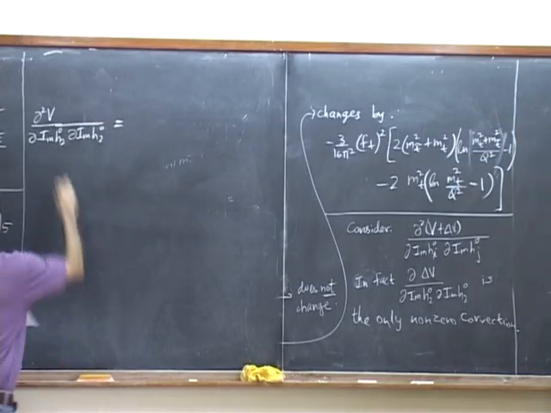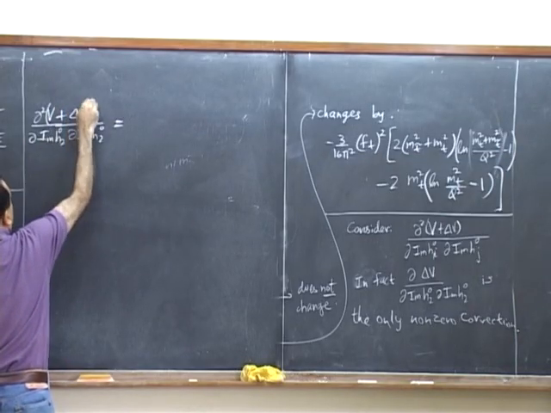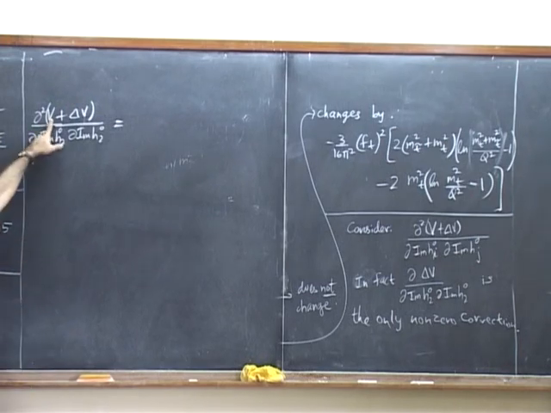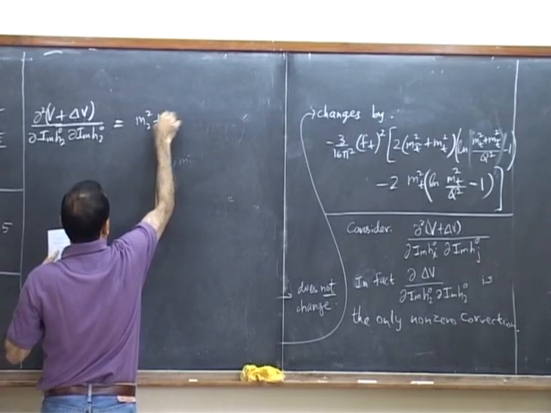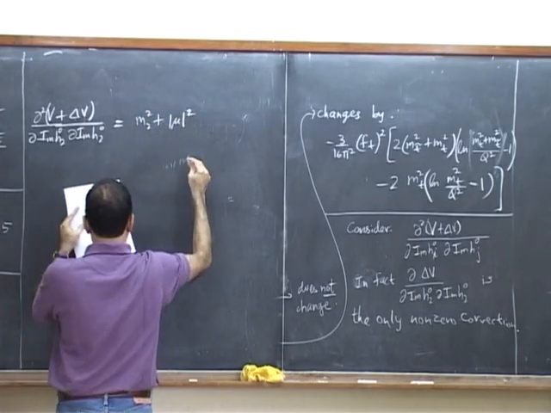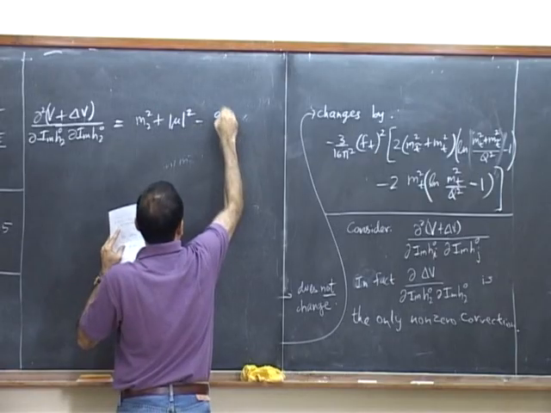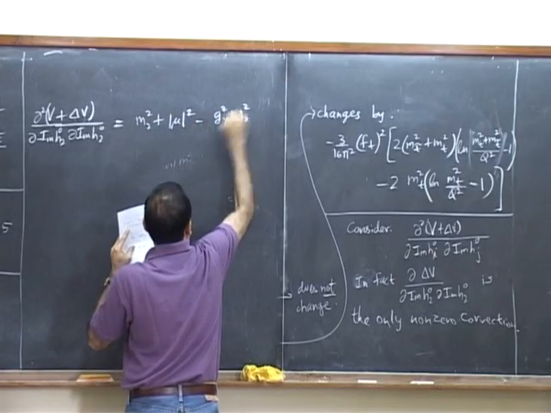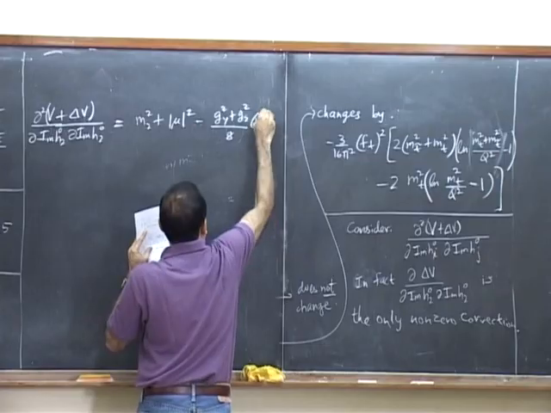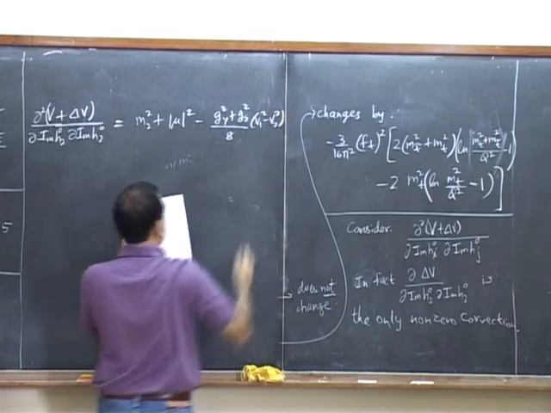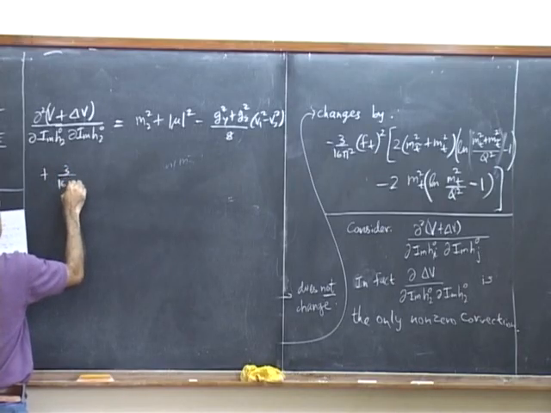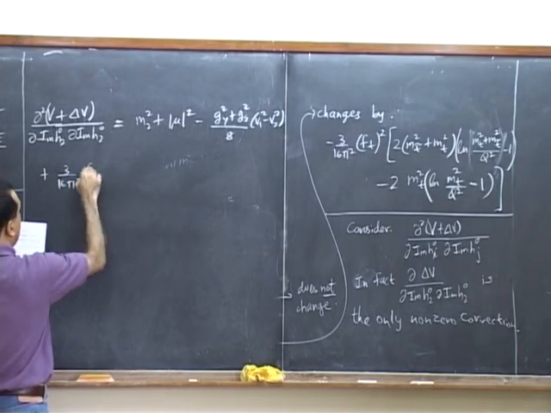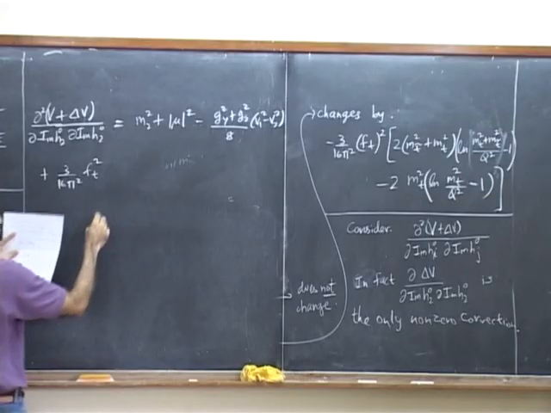Now I'm writing the total contribution from the tree level V as well as this correction, and the total contribution comes out to be what it was at tree level, which was m2 squared plus mu squared minus this quantity over 8 v1 squared minus v2 squared, plus 3 by 16 pi squared ft squared.